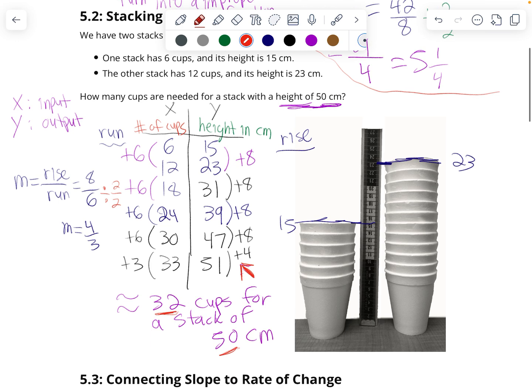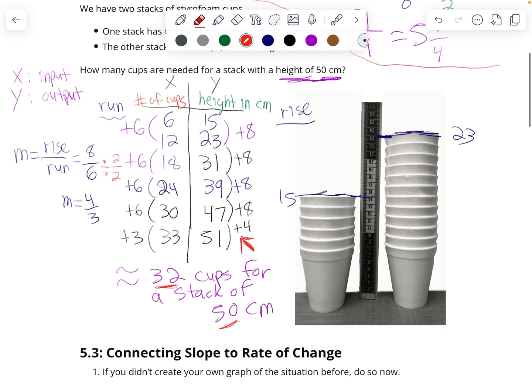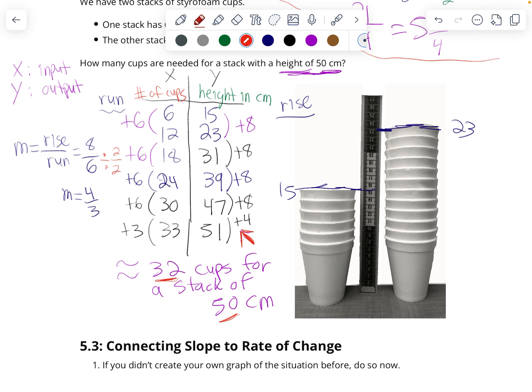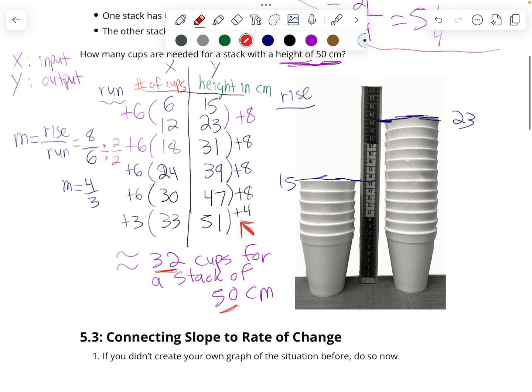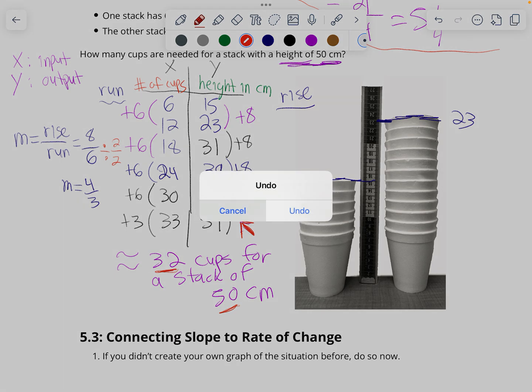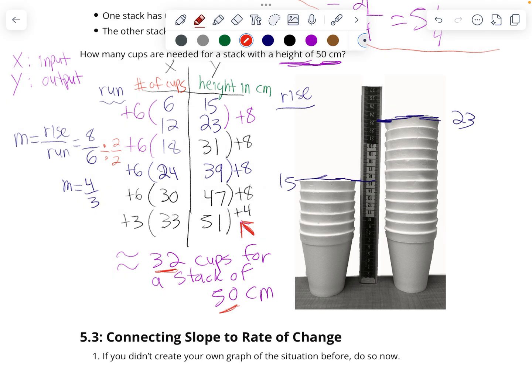So I'm hoping the rise over run, the change in y, change in x, things that we've seen recently, I'm hoping that makes a little bit more sense, because we're going to see it on a graph next. So I'm hoping you're feeling a little more comfortable, okay? Again, pause it if you need to. Otherwise, I'm going to go to 5.3, okay?